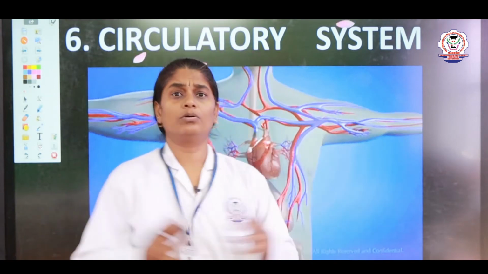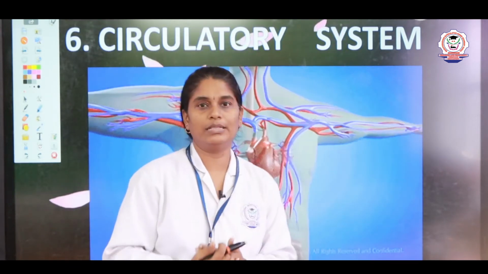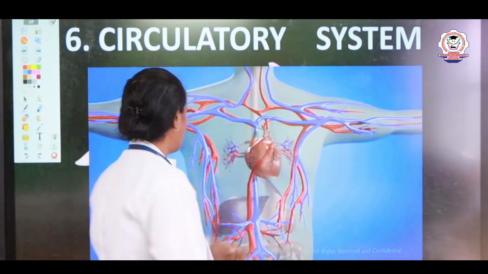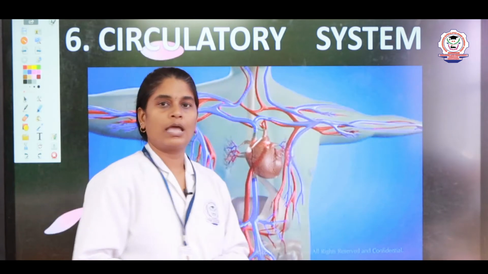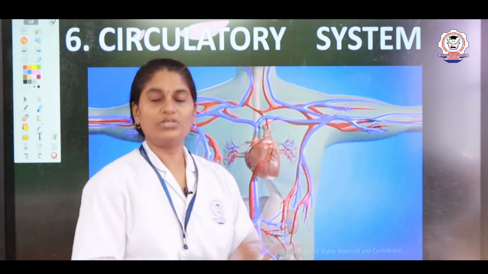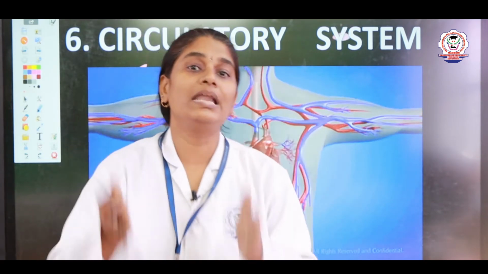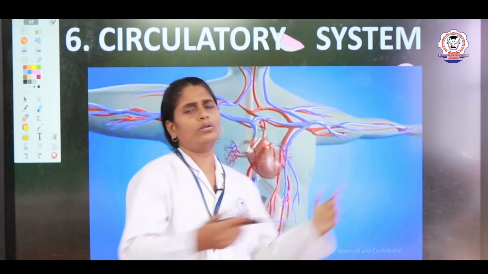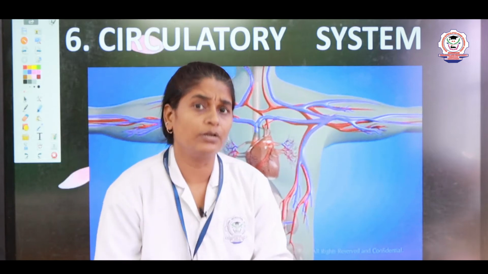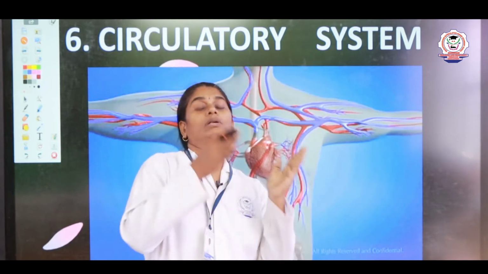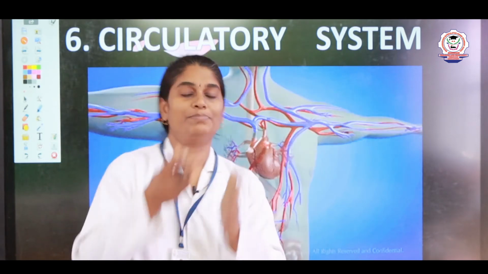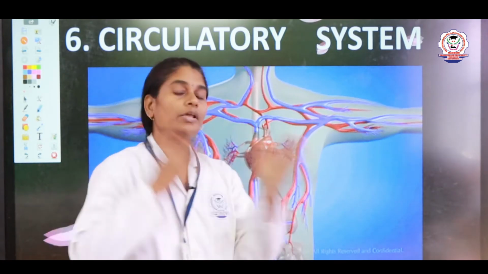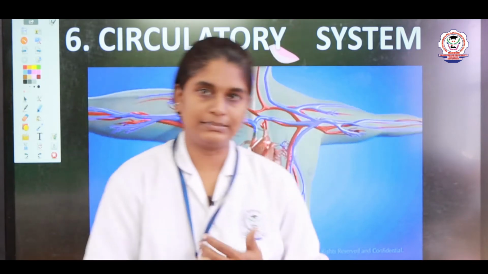So what are the things that are involved in the circulatory system? They are your heart, blood vessels and blood. So these are the three parts involved in the circulatory system. In your 6th standard or lower standards, you might have learned what is the heart, what is a blood vessel and what is blood, right? Okay, so I hope you have recalled it.